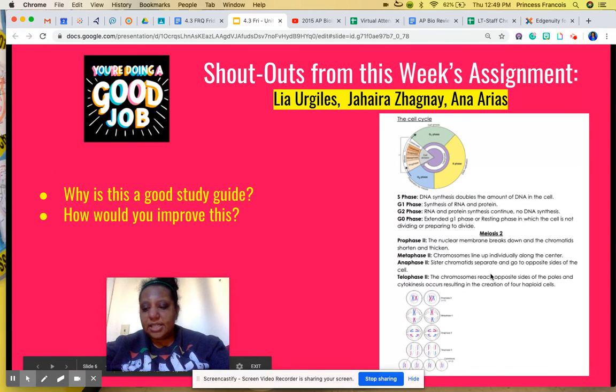Here's another example. There's a really good image here. Notice they list those terms and then they define and explain those terms. Or for meiosis 2, there's a visual of meiosis 2. They're explaining and defining the terms here.